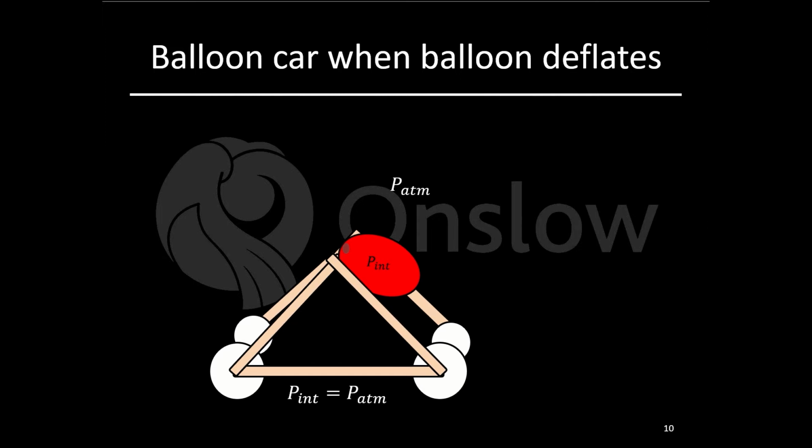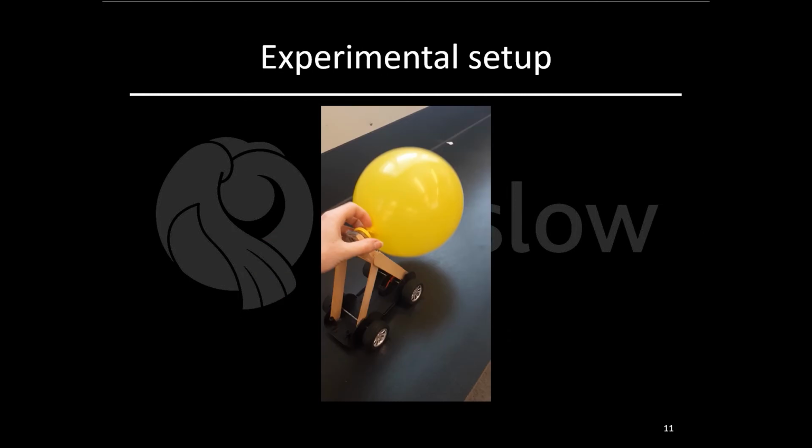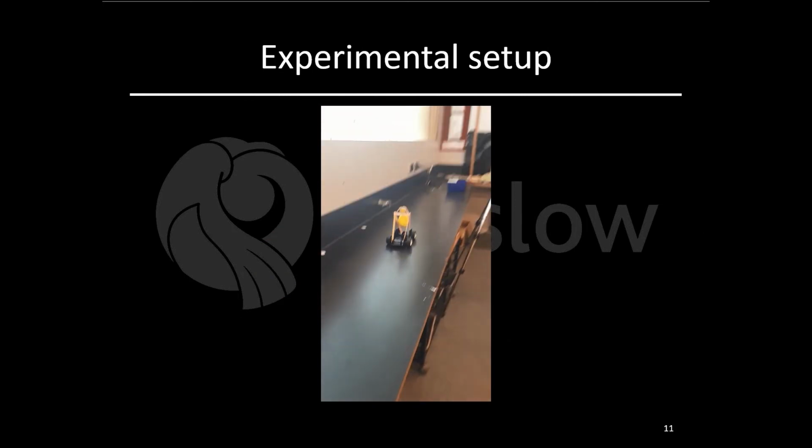Here we can see the balloon has run out of air. The internal pressure will match the external pressure of the atmosphere. You still have a velocity forwards because you haven't run out of momentum yet, so the car keeps moving. The drag force is eventually going to slow down your car, also friction, so you have a net force backwards which will cause the car to decelerate and eventually come to a stop. This is this part of the graph, and we can see that it decelerates until it reaches a velocity of 0 meters per second.